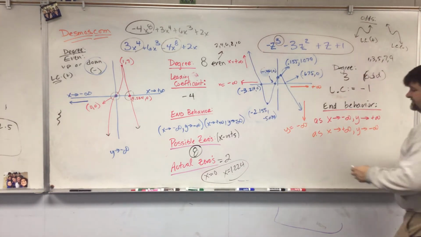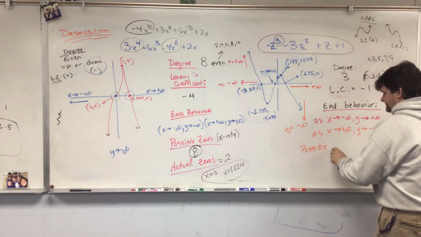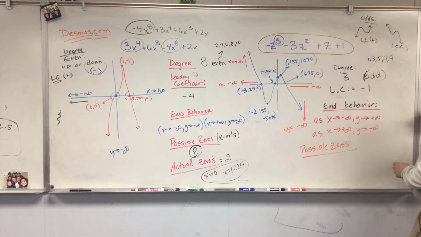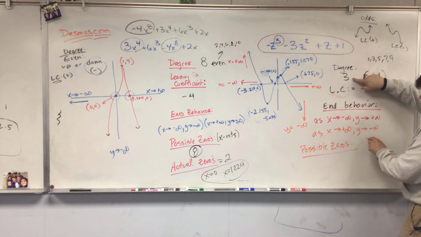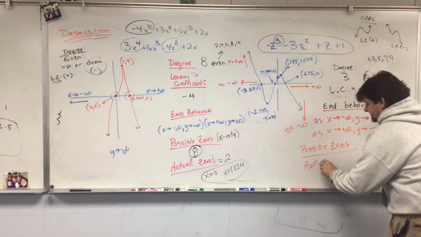So let's talk about possible zeros. Let's look at possible zeros here. We look at the degree. Possible zeros should be 3. That's the total number of possible zeros, actual zeros.